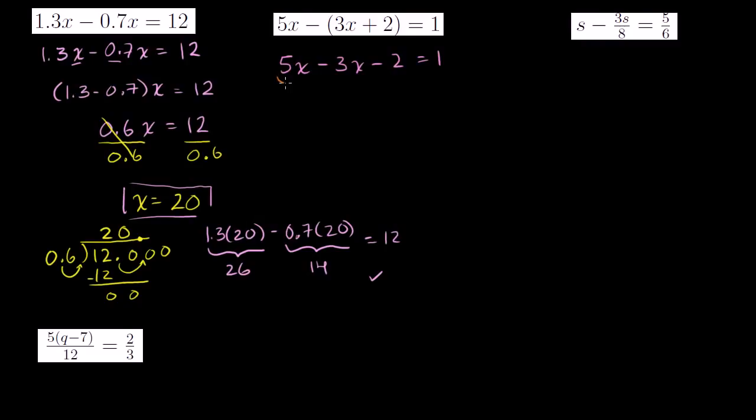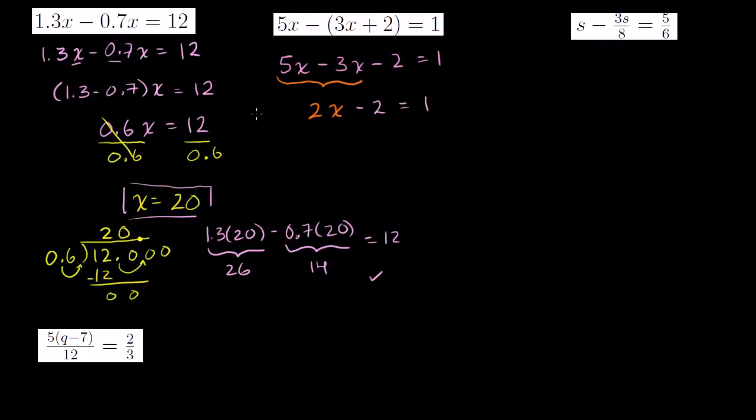Now I have 5 of something minus 3 of that same something. So that's going to be equal to 2 of that something. 5x minus 3x is 2x. 5 minus 3 is 2. And then I have the minus 2 is equal to 1. And now I like to get it to the form where I have 2x, or I have something times x is equal to something. So I want to get rid of this negative 2 on the left-hand side.